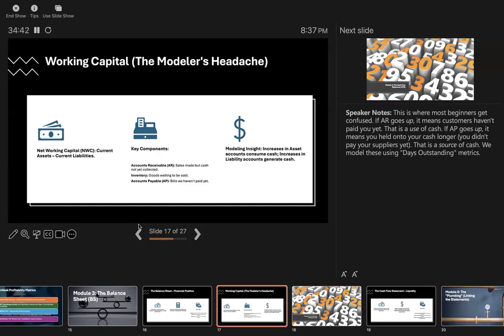Any increase in payables is regarded as a cash inflow. A decrease in payables is a cash outflow. So this is where you have to spend more time as a modeler. This is the modeler's headache.